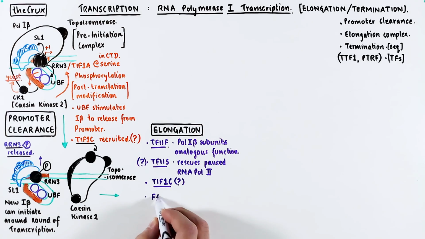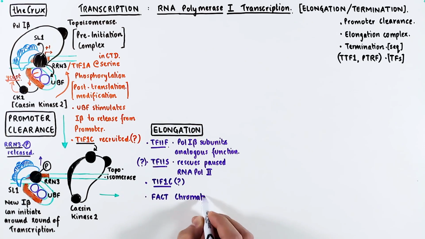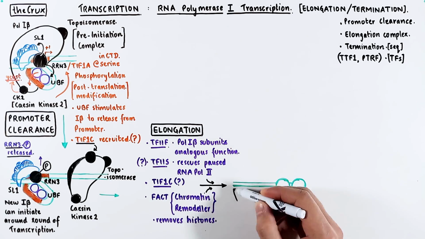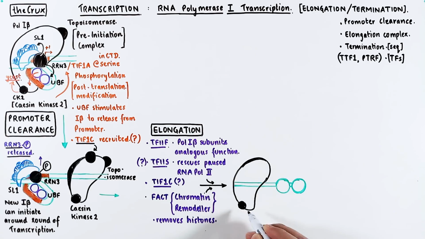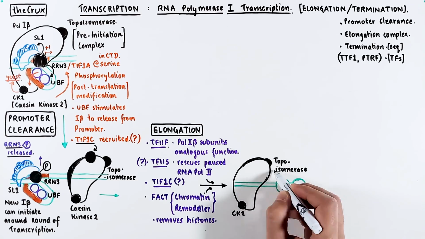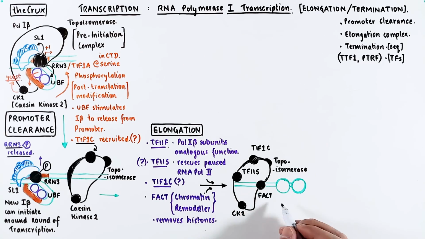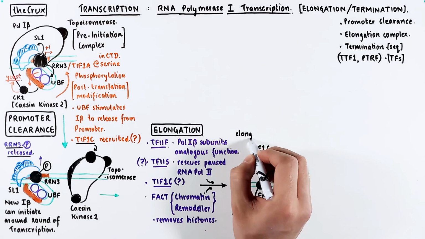Anyways, just like RNA polymerase 2, Pol1 is also dependent on the FACT complex, which is this chromatin remodeler that functions to remove histones from the chromatin. So all these factors come together and assemble onto the polymerase. And the RNA polymerase moves forward where the FACT complex removes the histone roadblocks ahead. And this is the moving elongation complex of RNA polymerase 1 beta.